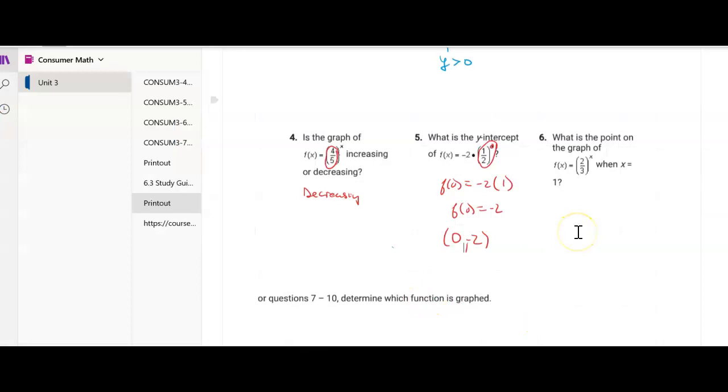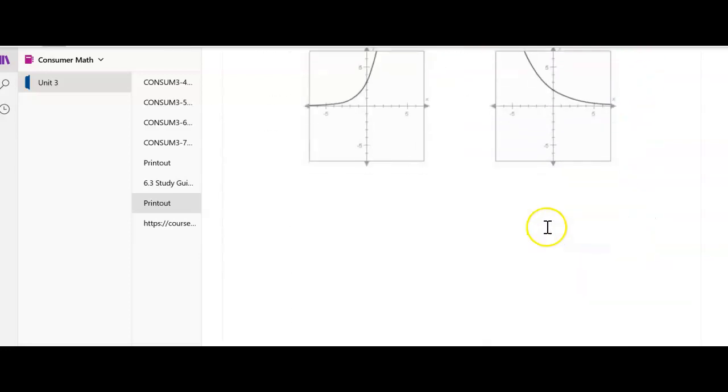Okay, so what is the point on the graph when x is equal to 1? Well, if I look here, if I plug 1 in, 2/3 to the first power is just 2/3, so f of 1 is just 2/3. Okay, so the point would be (1, 2/3).